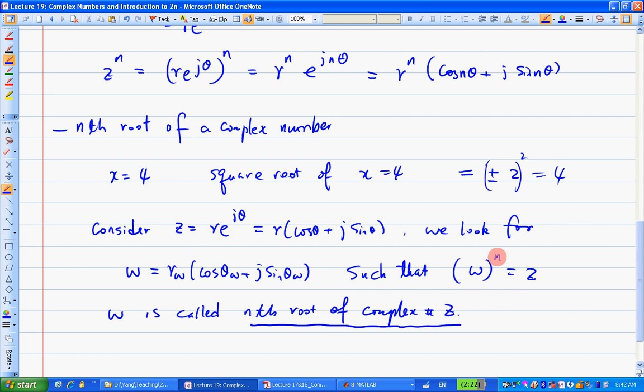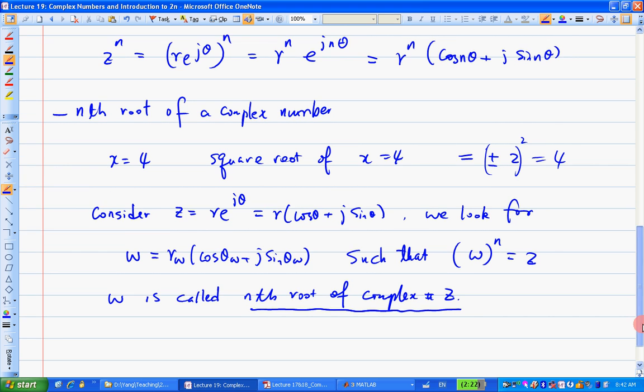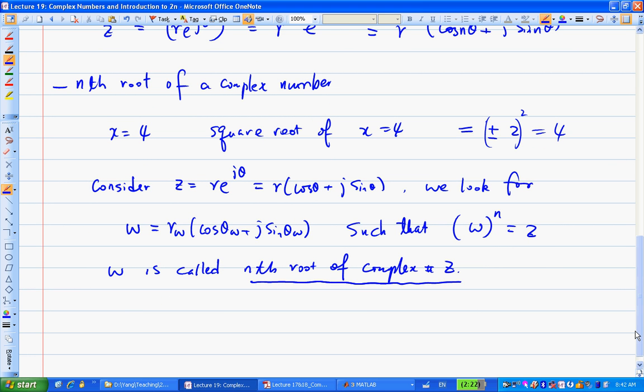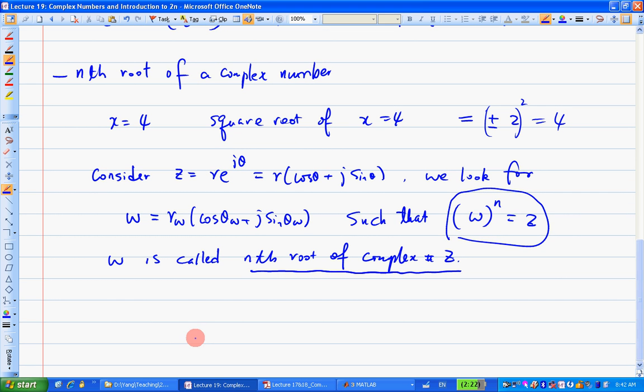So w to the power of n gave you back this z. Is it clear? Okay, so that's the objective. Now let's come back to this one here. This is the constraint we're going to have to make use of.